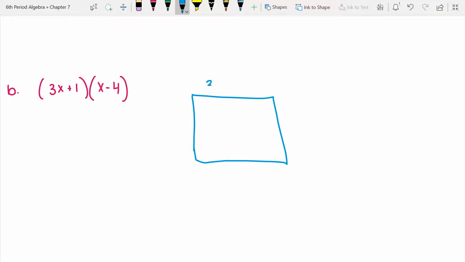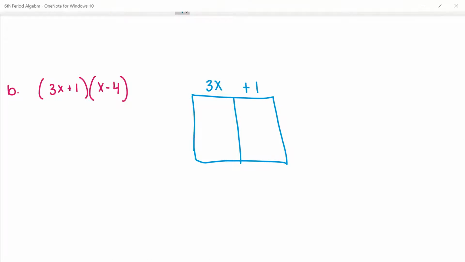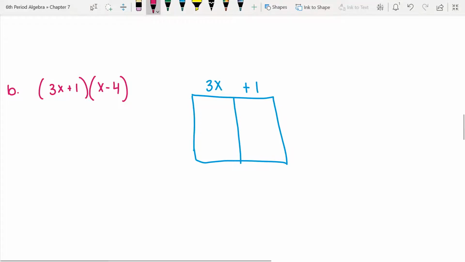I'm going to let 3x plus 1 be on the top. There are 2 terms, so what I'm going to do is straight down, split my box in half. Now I'm going to go to x minus 4. That's my width. So I'm going to have x minus 4.